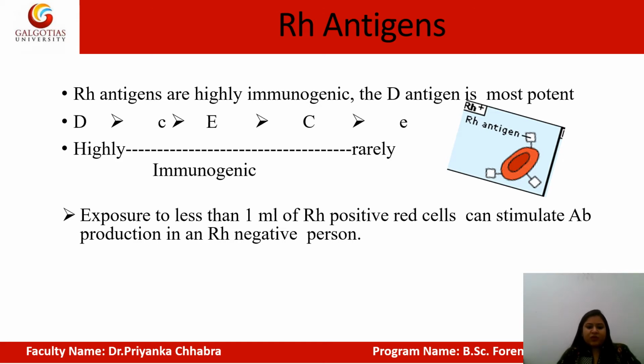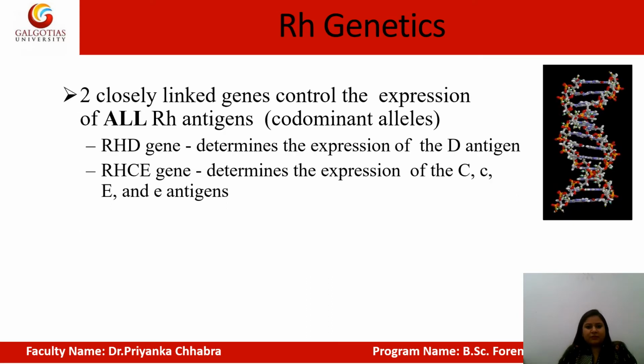Exposure to less than 1 ml of Rh positive red cells can stimulate antibody production in an Rh negative person. If 1 ml of Rh positive RBCs is injected into an Rh negative person, it can stimulate the production of antibodies. So the Rh antigens are highly immunogenic in nature.